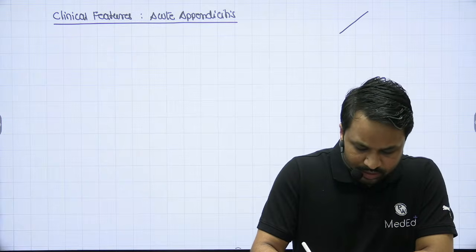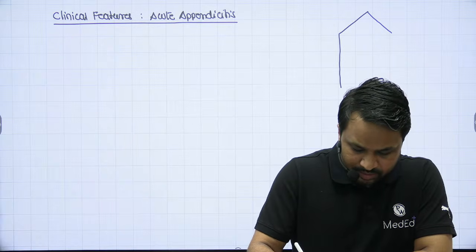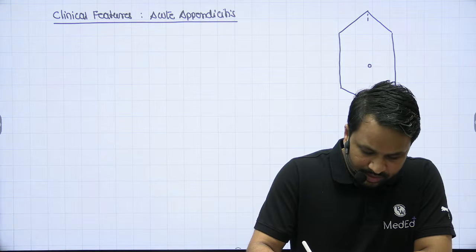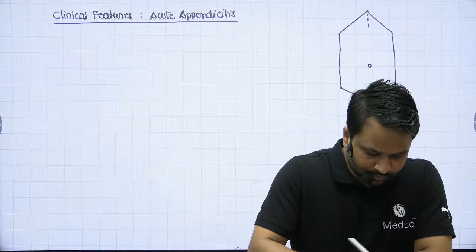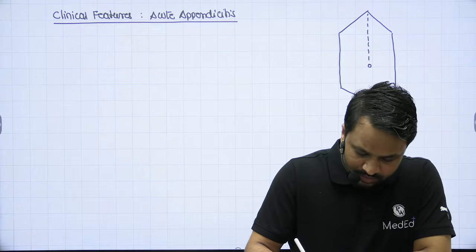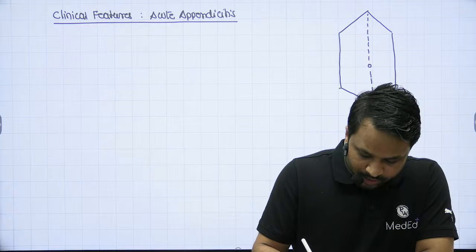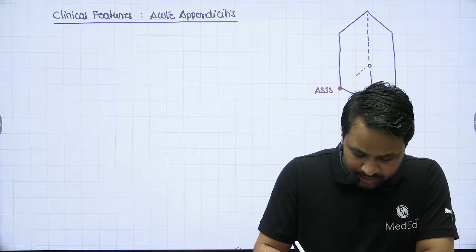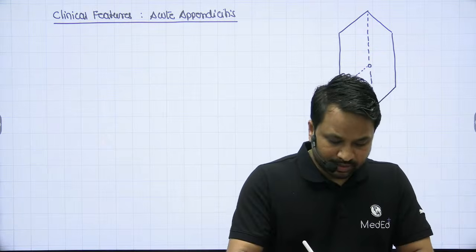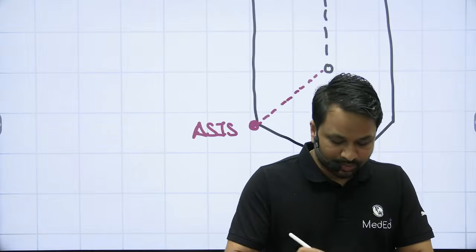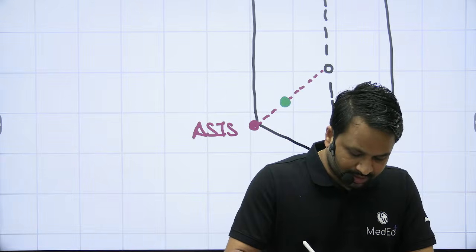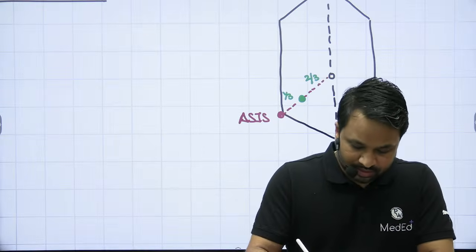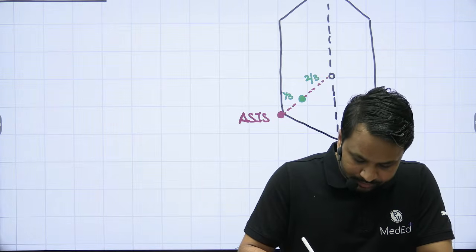For the examiner, you can just draw a small representation of the abdomen, and this is the umbilicus and this is the midline that you have. You can say this point is your anterior superior iliac spine, and you can draw a line joining these two, right? And you can say there is something called McBurney's point. McBurney's point is present at the junction of the medial 2/3 and the lateral 1/3. This is what we call McBurney's point.